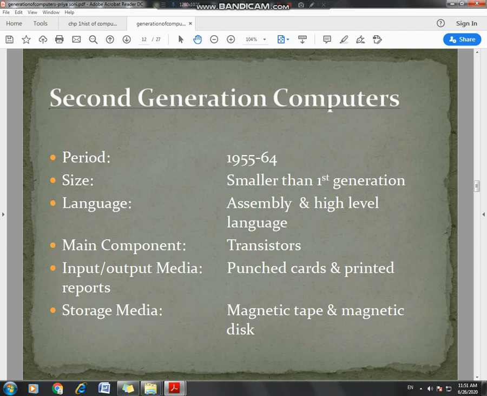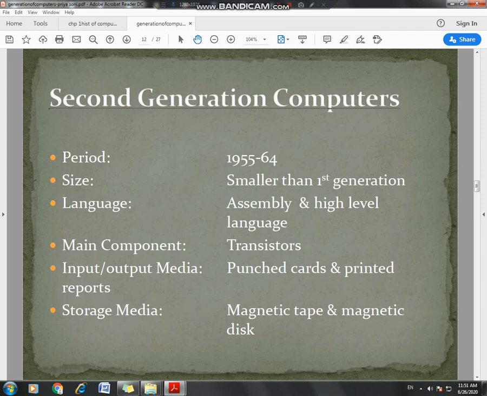Now, as I told you, in the first generation, the language used was machine language. Machine language is the language of zeros and ones. Very difficult language. It's not a piece of cake. Not everyone can do it. You and I cannot easily manage it. We need highly skilled people to manage that.